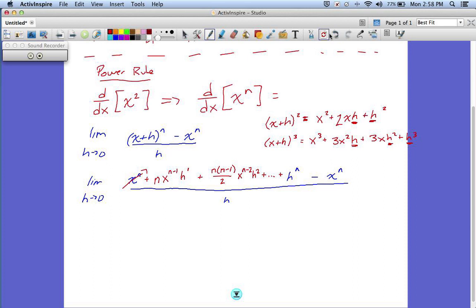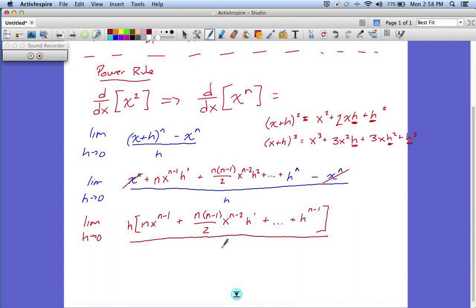X to the n and negative x to the n cancel each other out, so they're gone. And you need to notice that every other term has an h in it, so I can factor that h out. This is left with n x to the n minus 1 plus, well, this had two h's, so it's still there. However, it's now h to the first. And then we'll have a bunch of stuff with h to the second, then a bunch of stuff h to the third, all the way down till we get to this last term, which had n h's, and it now has n minus 1 h's.